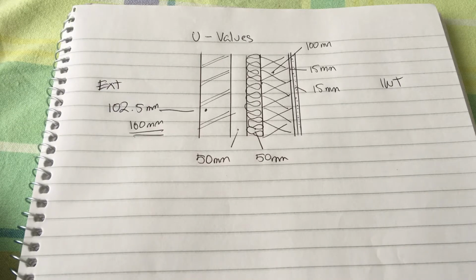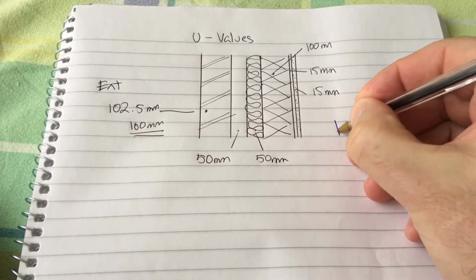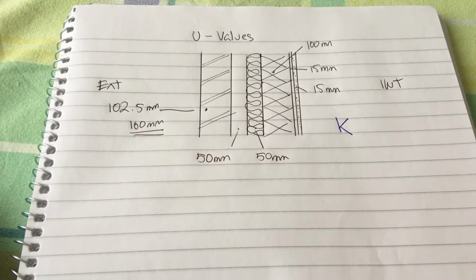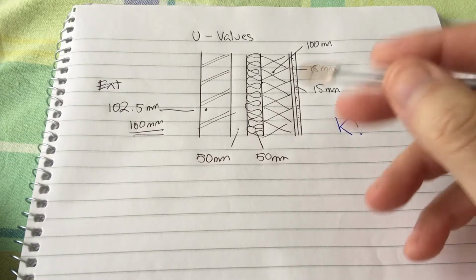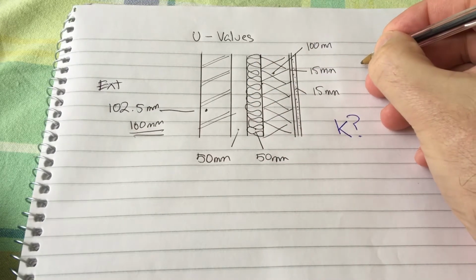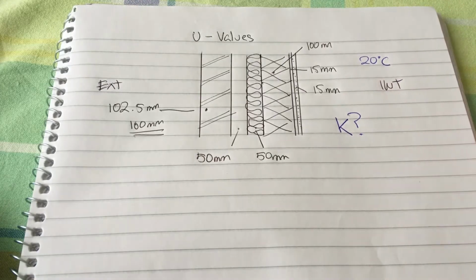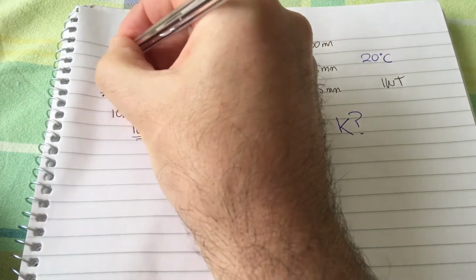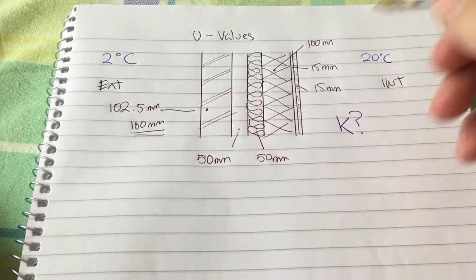The second part of the question requires you to find the K values for every element in this wall. Now, we got temperature, we got 20 degrees, for example, inside the house, and maybe we got 2 degrees on the outside of the house.